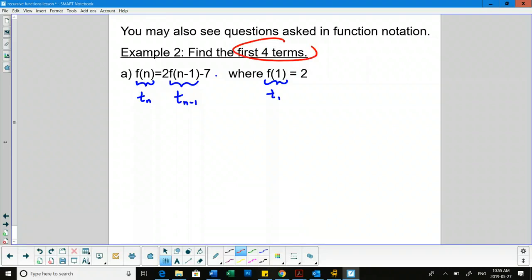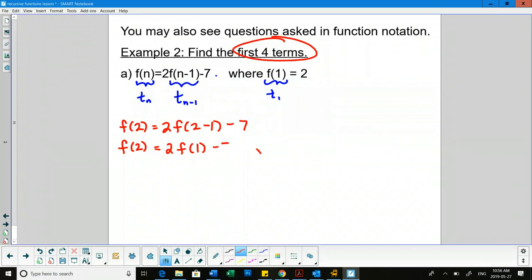So I already know the first term is equal to 2. So if I'm trying to find the first 4 terms, the next thing that I'll go to is term number 2. So in our notation right now, it's going to look like f at 2. So the function's value at term number 2. So here's what we'll get. f at 2 equals 2 times f at 2 minus 1, minus 7. And remember, this isn't multiplication. This is just saying the function's value when n is 2. So I'm going to simplify in here.